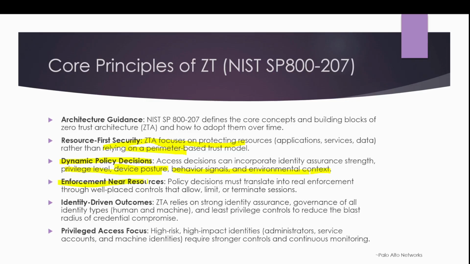Next thing, enforcement near resources. Here the policy decisions must translate into real enforcement through well-placed controls that allow, limit or terminate sessions. Perfect. Identity driven outcomes. Here we are talking about how ZTA relies on strong identity assurance, governance of all identity types, human and machine, and least privilege control. So here also we are talking about least privilege control to reduce the blast radius of credential compromise.